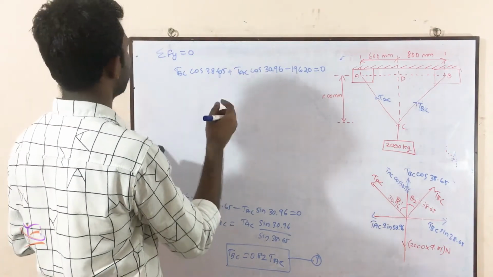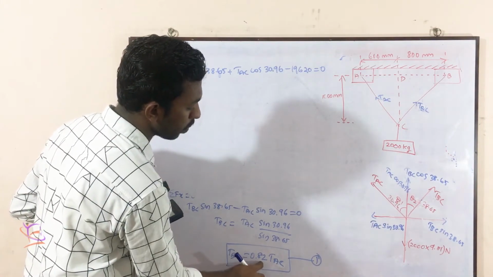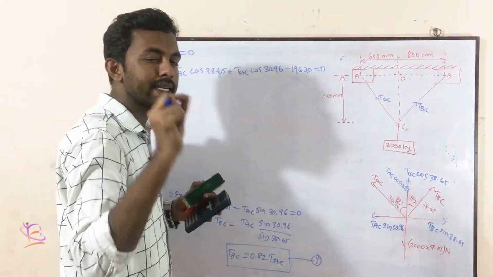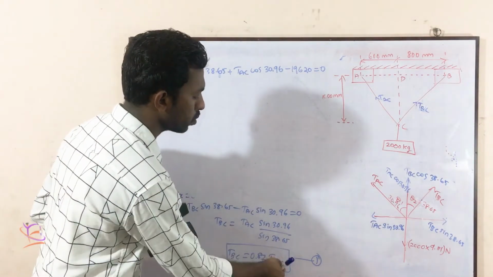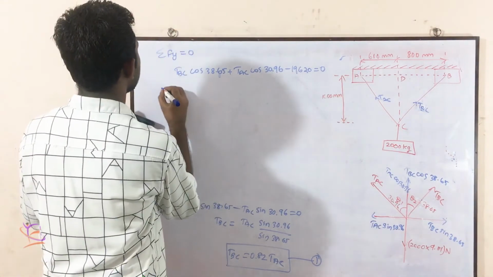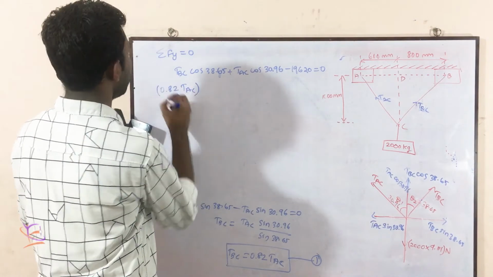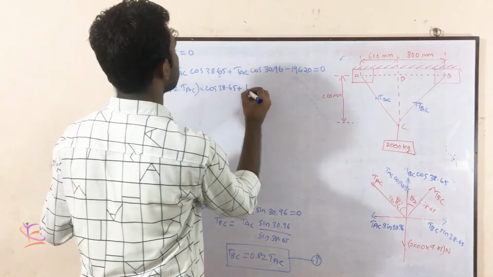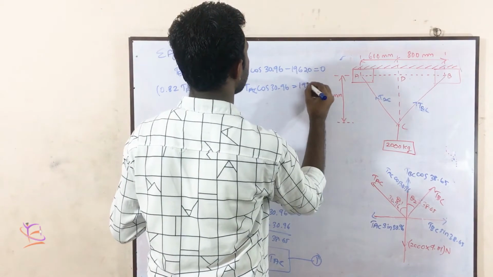Now you are substituting all those things. In the place of TBC, you can substitute 0.82 TAC. So all the things will be in the single unknown TAC. You can calculate the value for TAC, then substitute the TAC here, you will get the value for TBC. So 0.82 into TBC is replaced by 0.82 into TAC, into cos 38.65, plus TAC cos 30.96 equal to 19620.